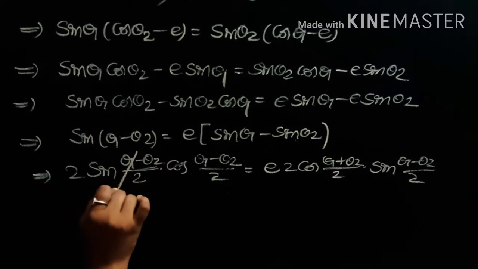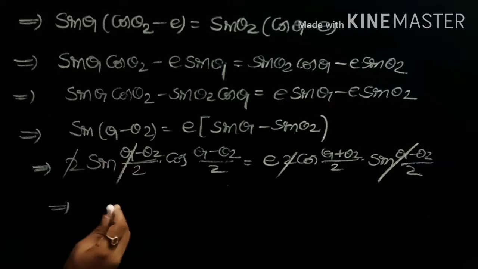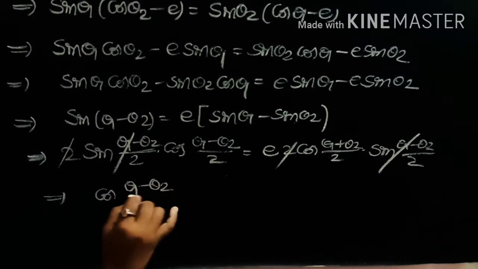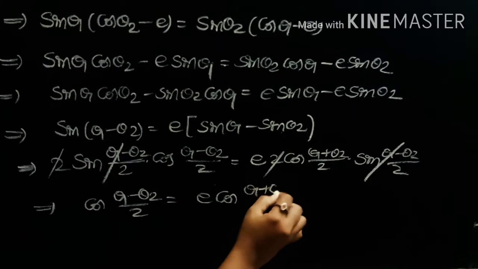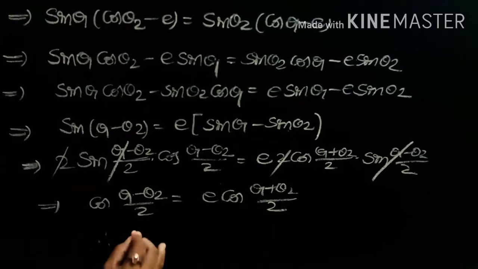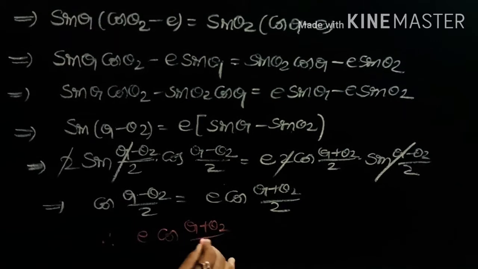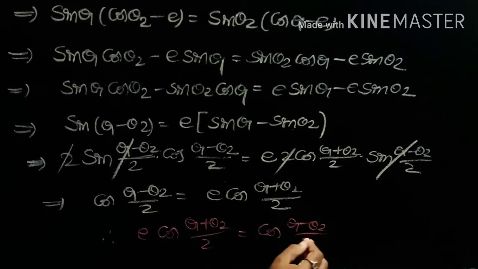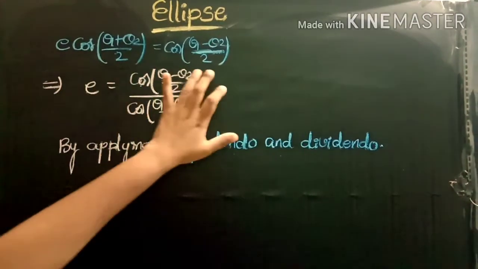Now here sin of theta 1 minus theta 2 by 2 and the number 2 are cancelled. Now the remaining values are cos of theta 1 minus theta 2 by 2 is equal to e cos of theta 1 plus theta 2 by 2, which is the first result. Therefore, e cos of theta 1 plus theta 2 by 2 is equal to cos of theta 1 minus theta 2 by 2.